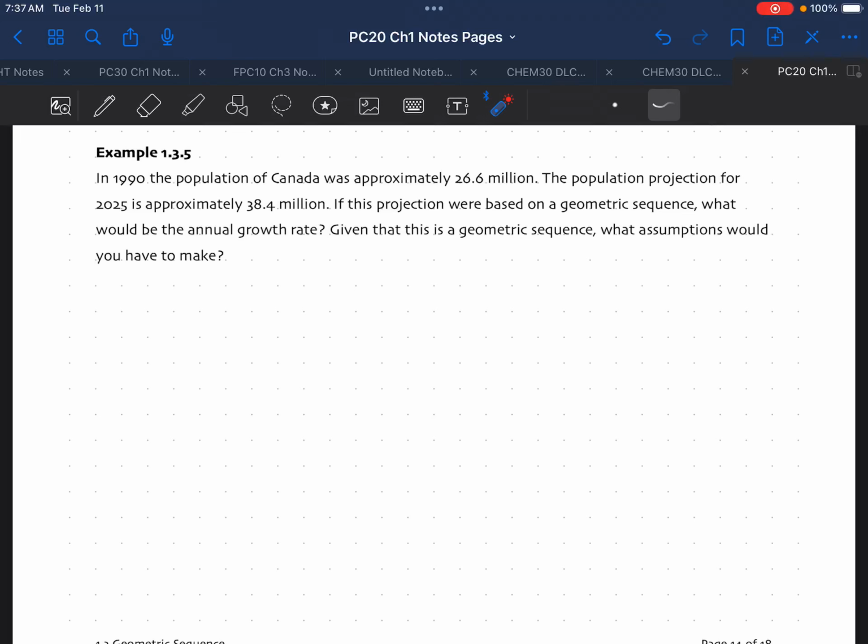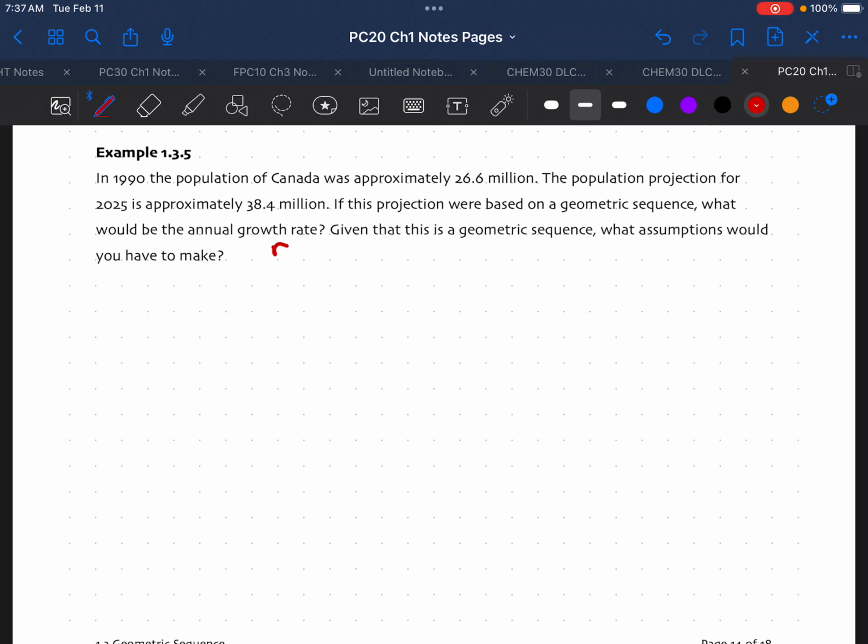All right, let's take a look at example 1.3.5. In 1990, the population of Canada was approximately 26.6 million. The population projection for 2025 is approximately 38.4 million. We're in 2025, so we can see if this was right or not. If this projection was based on a geometric sequence, that is an assumption, what would the annual growth rate be? That is the common ratio.